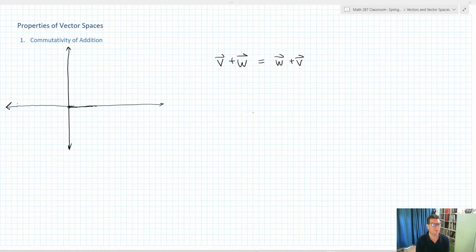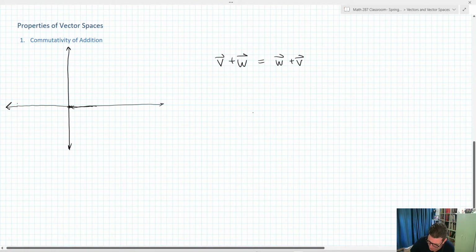The first one that we're going to be looking at is commutativity of addition. Commutativity of addition is basically that we can add any 2 vectors in any order and we'll get the same vector, that we're going to get actual equality. All right, well, let's see this in action. So let's say V equals (2, 1), and we'll let W equal (3, 5).